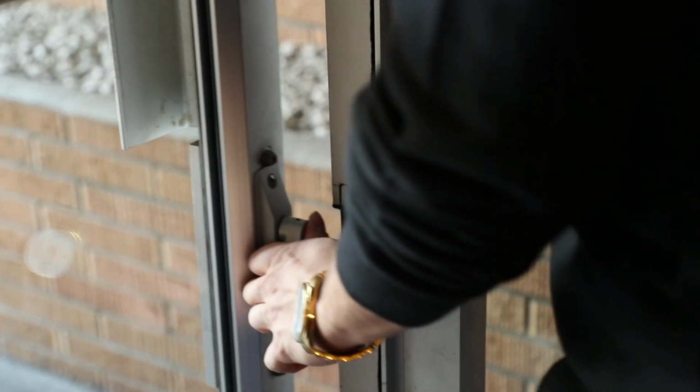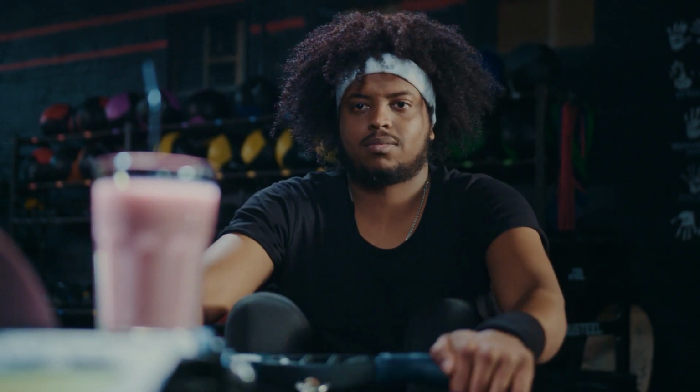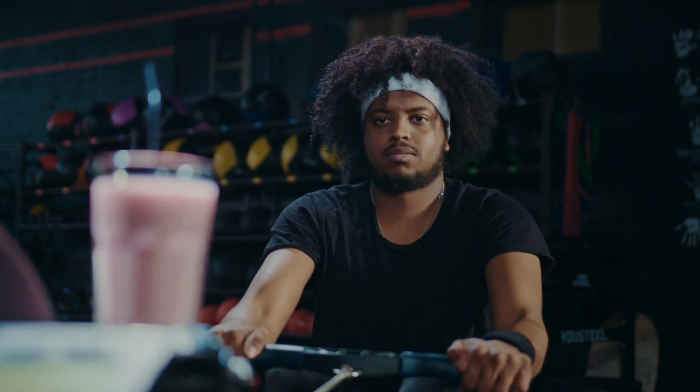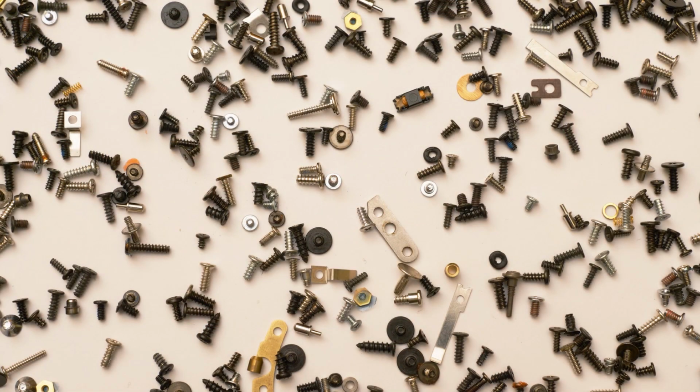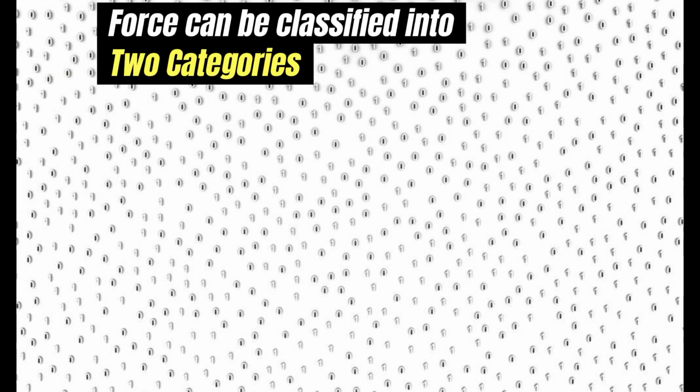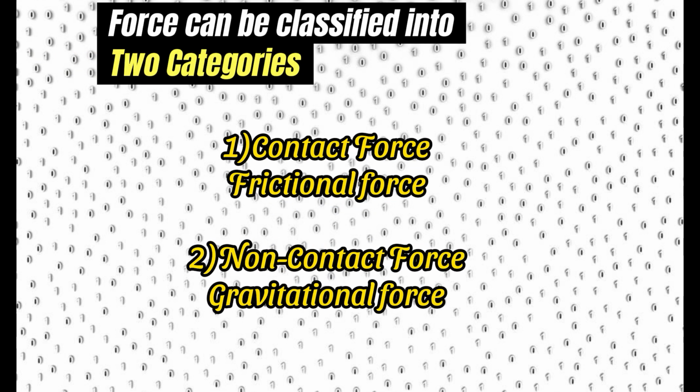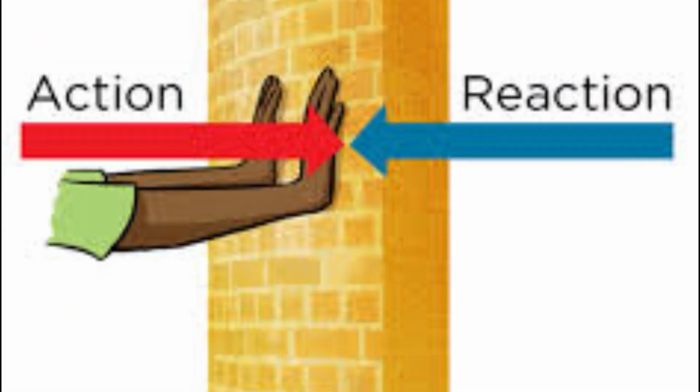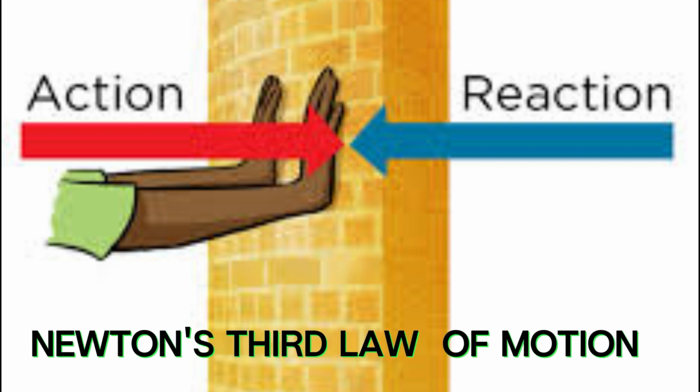Force is a push or pull acting on an object resulting in its interaction with another object. Force is a result of an interaction. Force can be classified into two categories: contact force such as frictional force and non-contact force such as gravitational force. According to Newton, when two bodies interact, they exert force on each other, and these forces are known as action and reaction pairs, which is explained in Newton's third law of motion.